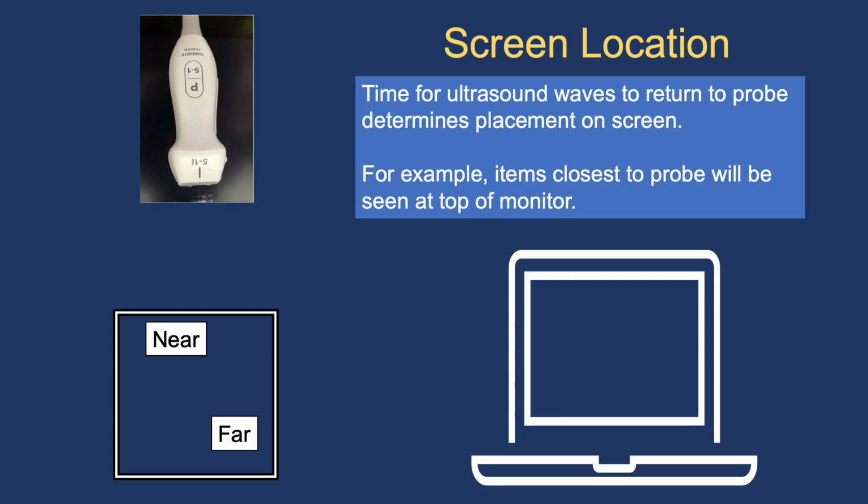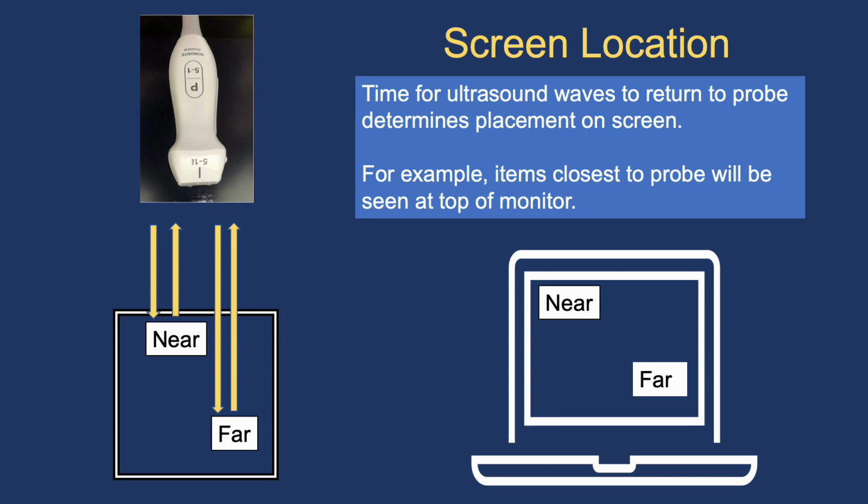After the probe emits the ultrasound waves, it tracks the time it takes for the reflection of those ultrasound waves. This helps in spatial orientation. An object near the probe will reflect the ultrasound waves more quickly, and as a result, the image will be at the top of the monitor. When the ultrasound waves come in contact with an object farther from the probe, the reflection of those waves will take longer to return to the probe, causing the image to be displayed at the bottom of the screen.